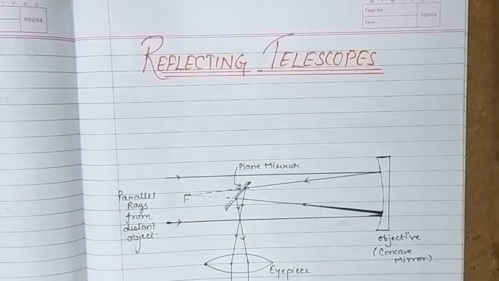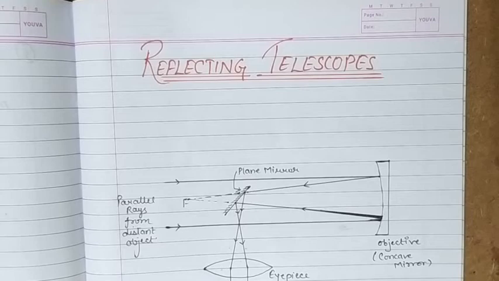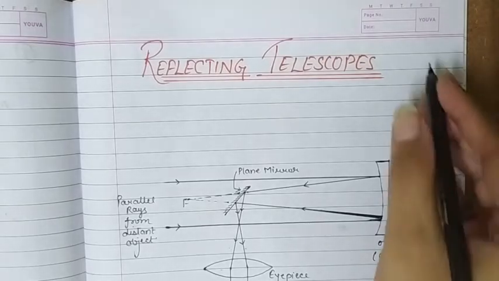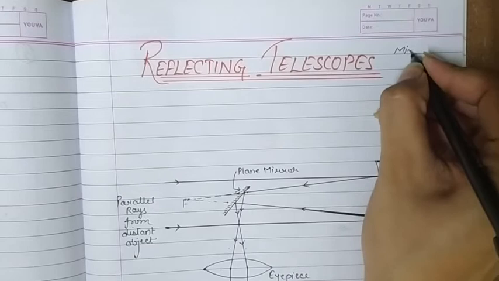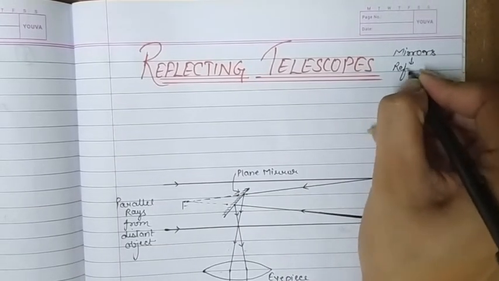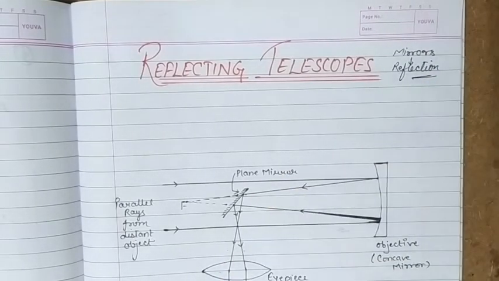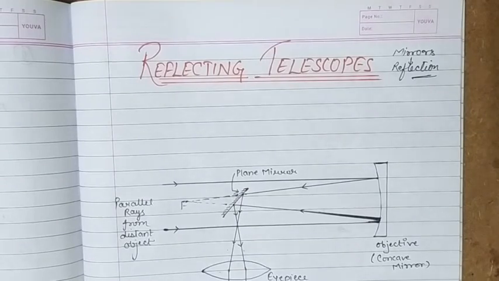Hello students. After the astronomical telescope, which is a refracting type telescope, now we are going to study reflecting telescopes. These are called reflecting because they use mirrors, and the phenomenon on which they work is reflection. Although the work is the same, they are also used to see distant objects clearly, but they use mirrors and work on the phenomenon of reflection. That's why we call them reflecting telescopes.